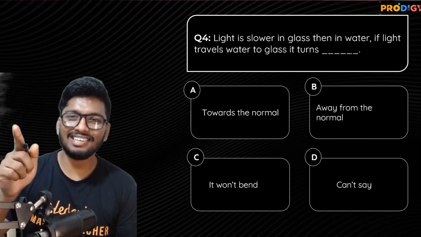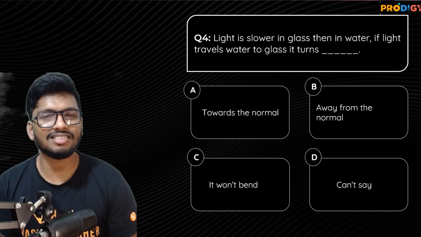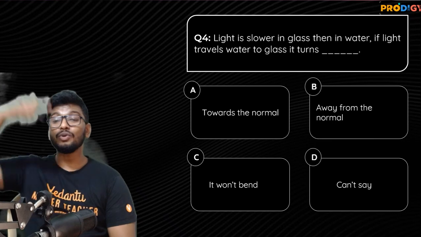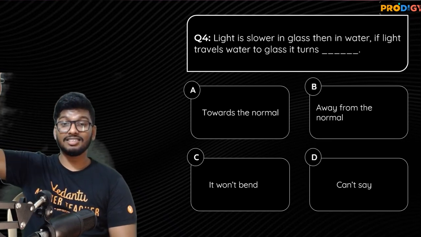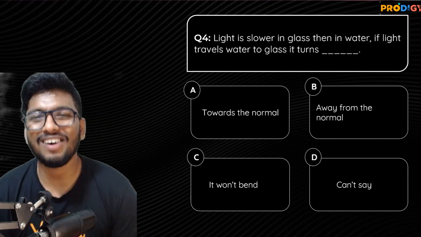Let me repeat the question, guys. Light is slower in glass than in water because glass is a denser medium. If light is traveling from water to glass, would it bend towards the normal, away from the normal, won't it bend at all, or can't say?